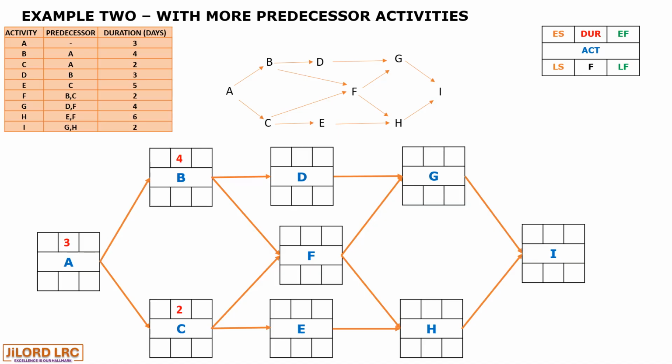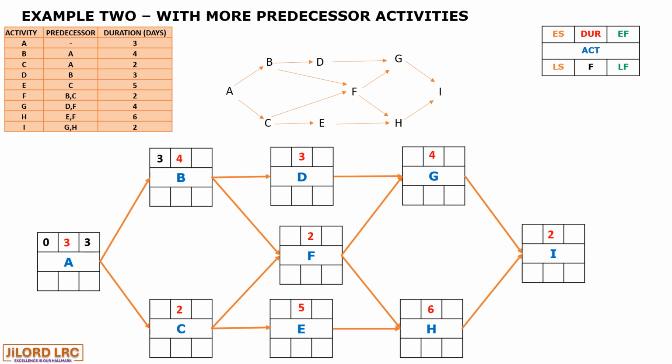So activity A3, B4, C2, D3, E5, F2, G4, H is 6, and I is 2. We shall now commence with the forward pass calculations. So starting with activity A, we start with 0. 0 plus 3 is 3. This 3, which is the early finish of activity A, becomes the early start of the succeeding activities.